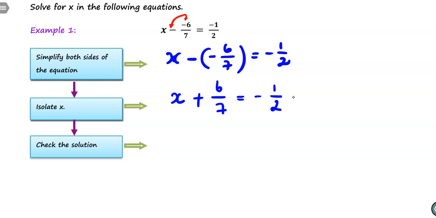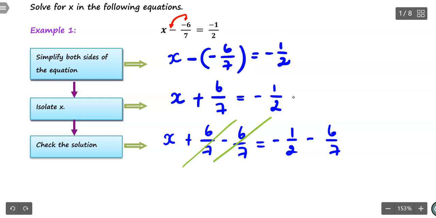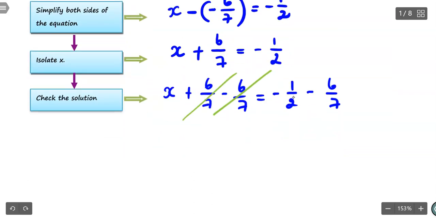What I'm going to do is clear the fraction first. So I will apply the same step like I have done before: whatever I do on this side, I do the same thing on the other side of the equation. Let me fix this x first. I am going to subtract 6 over 7 on both sides of the equation. Doing this, I cancel that, so I immediately isolate the x. So x is equal to negative half, subtract 6 over 7.